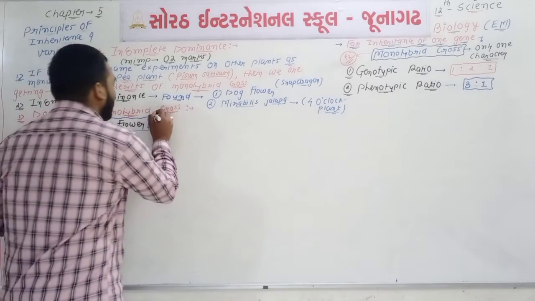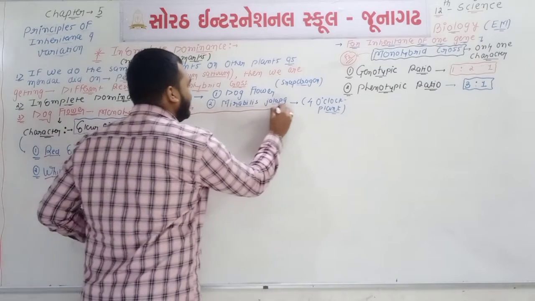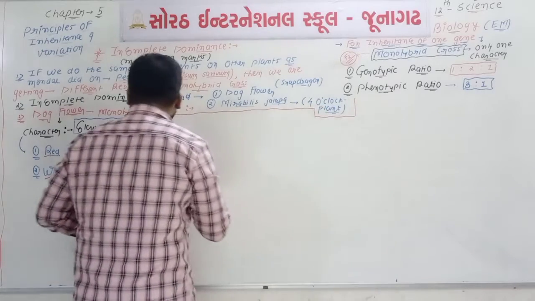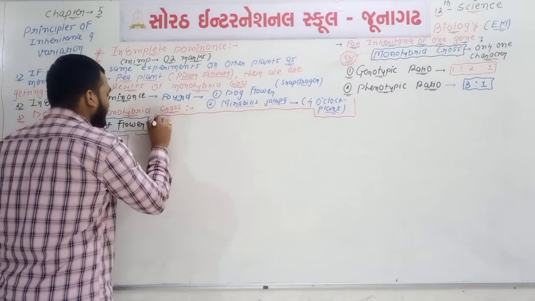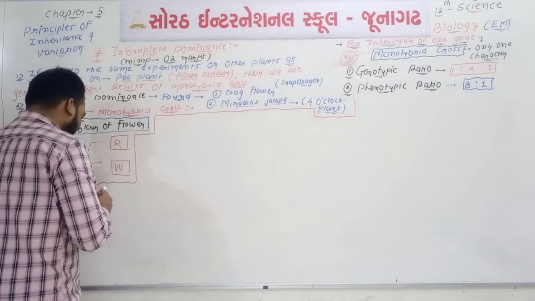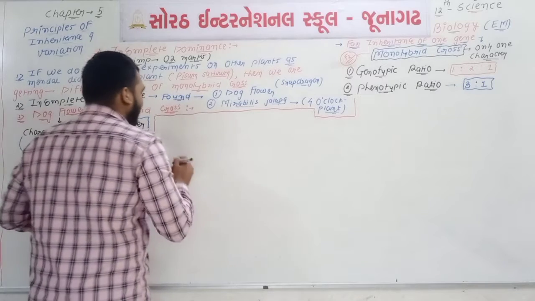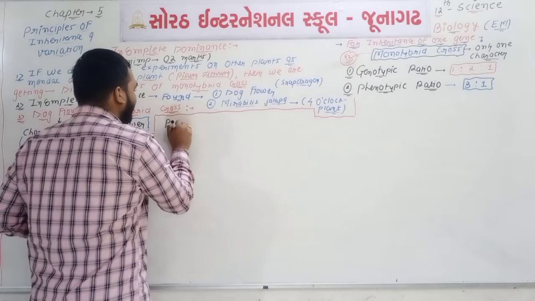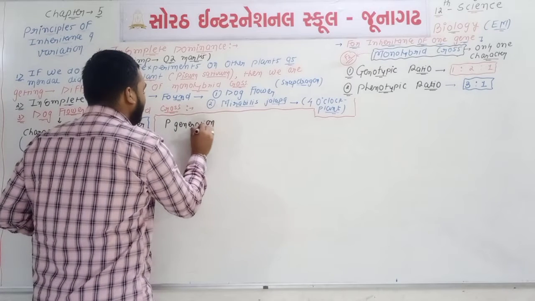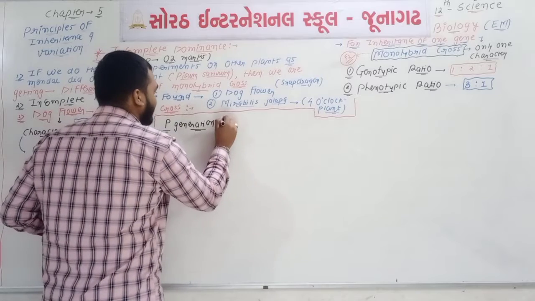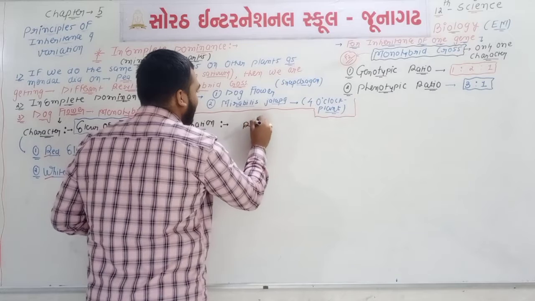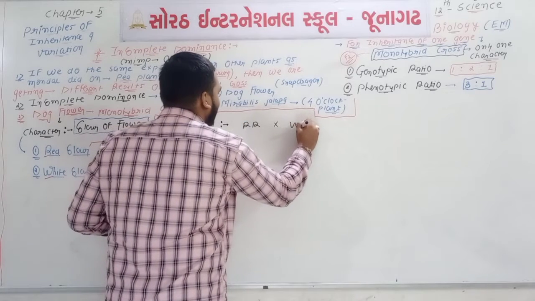And now we are going to do the cross, the monohybrid cross. Here we will take true breeders as the parent generation. We will take capital R crossed with capital W.